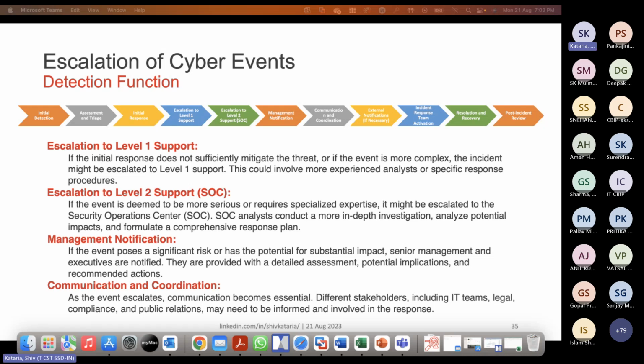So once we inform the management, the management might decide to inform within the departments that this particular thing has happened, and then they might involve all the legal teams, IT team, compliance team, and PR teams to decide what should be their plan of action, to decide whether to inform the general public or not.